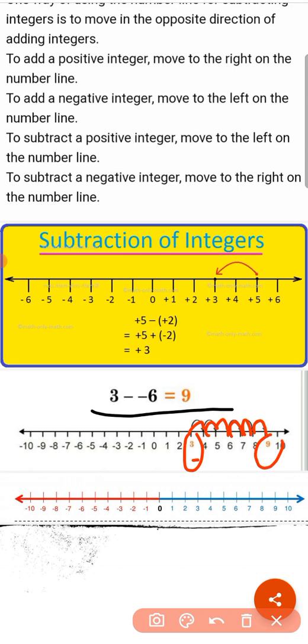So children, to subtract a positive integer, move to the left on the number line. To subtract a negative integer, move to the right on the number line.